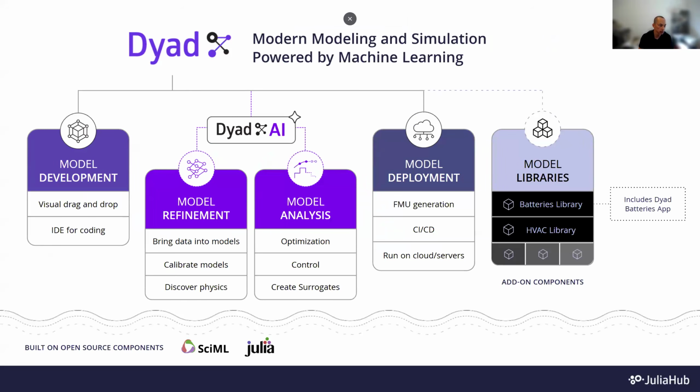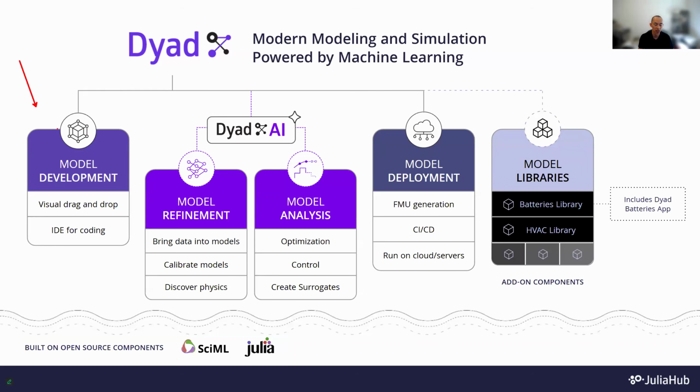Okay, so while Julia and the SciML ecosystem are open source, here at JuliaHub we're building out an ecosystem for enterprises to adopt SciML and Julia, and we're providing a platform for companies and enterprises to adopt these workflows. At the center of this ecosystem is our Dyad application. Dyad is a modern modeling and simulation framework powered by machine learning. It's built fully on open source components, so it's built on SciML and Julia and is also composable and compatible with artifacts in those ecosystems.